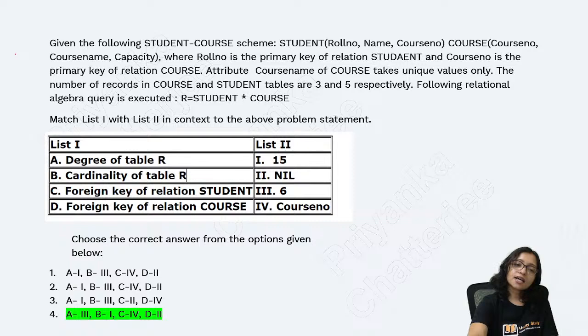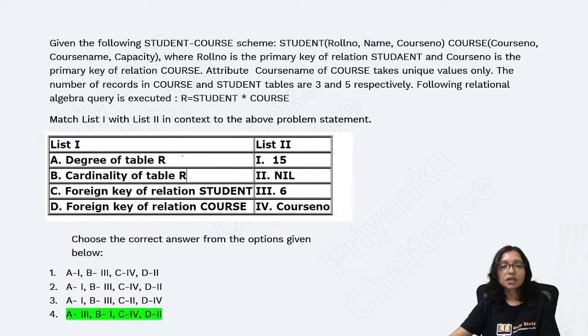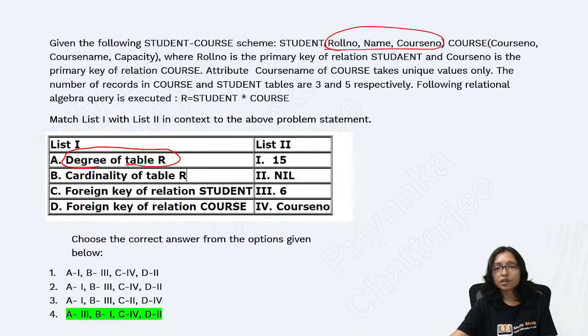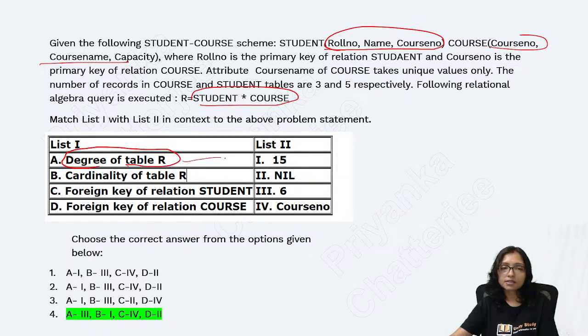Yes, so what is the answer here? 4. Because degree of a table R, degree means number of attributes. Here there are 3 attributes, and here also there are 3 attributes. You are combining them, doing the cross product. So total 3 plus 3 will be 6 here.